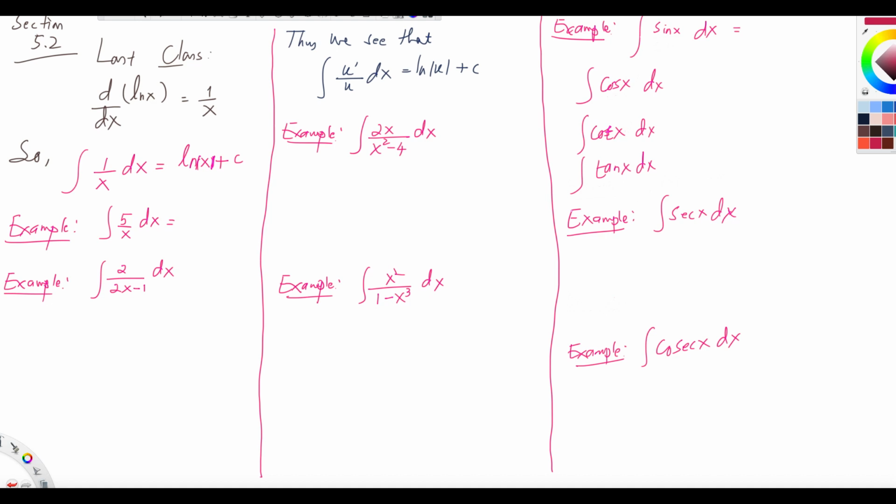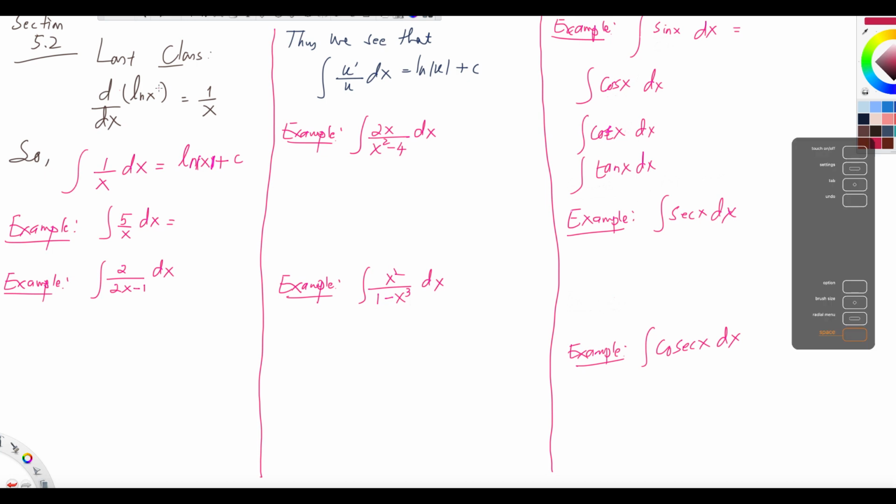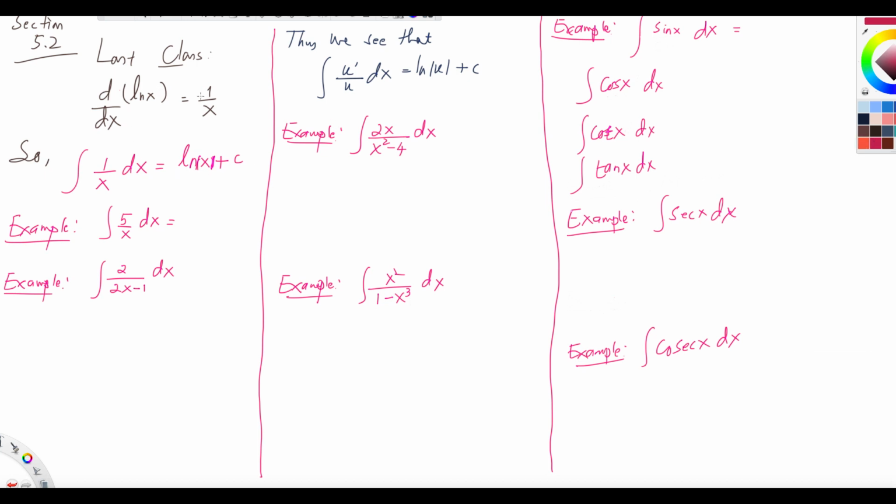Hi, in the last video, you saw the derivative of the natural log function, right? The derivative of natural log of x is equal to 1 over x. So d over dx of ln x, the natural log of x, is 1 over x. Since the antiderivative is the inverse of the derivative, the opposite, the antiderivative of that is natural log of x, right?